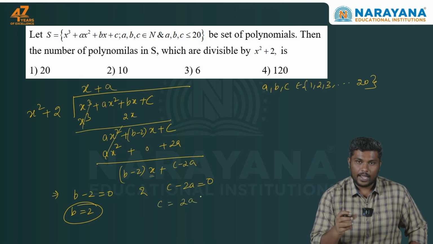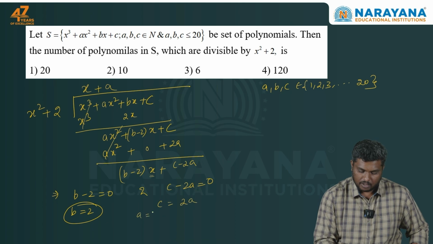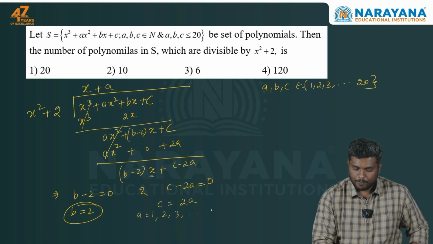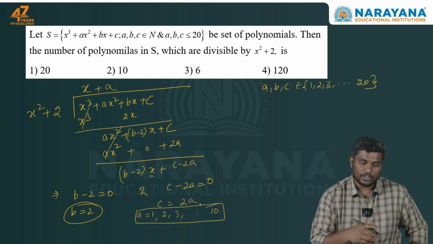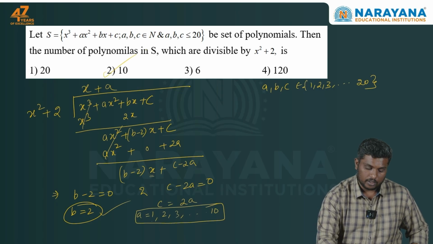Now guys, c and a are dependent on each other, so you fix values of a, then c values get fixed. So put a is equal to 1, 2, 3, and so on till c takes its maximum value which is 20, so it should stop at 10. So the moment you fix a, c value is also fixed and b value is anyway fixed. So we have 10 such polynomials.